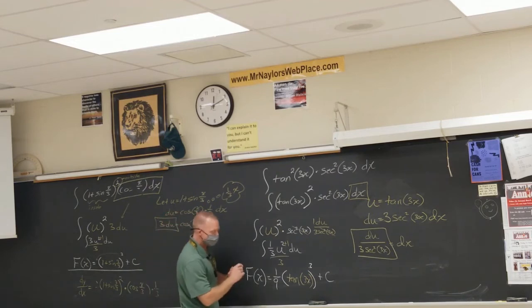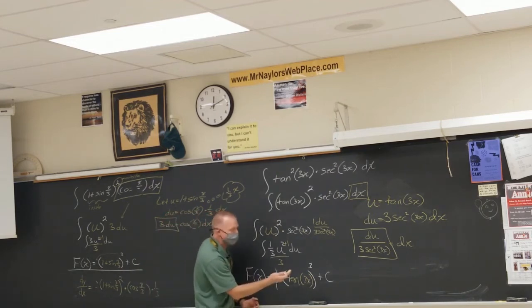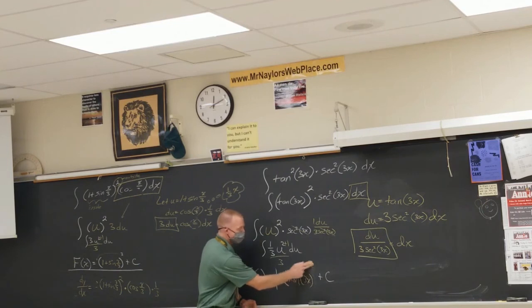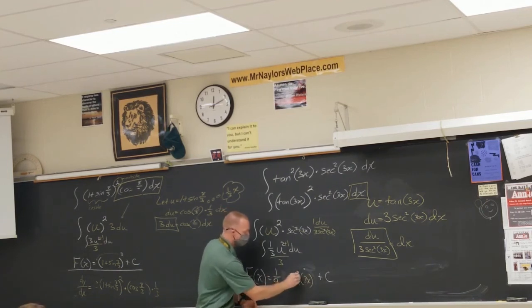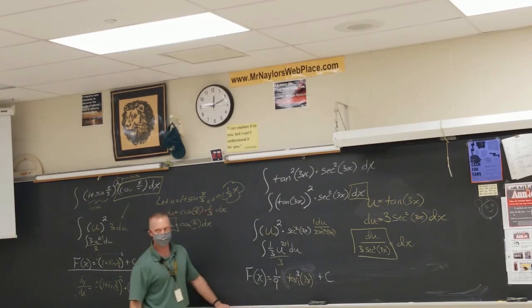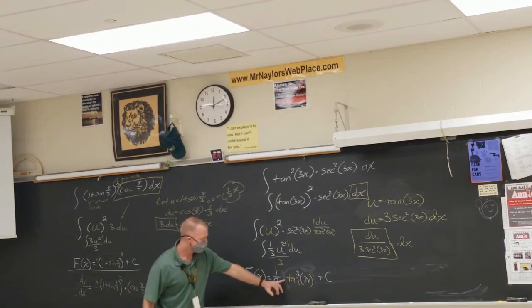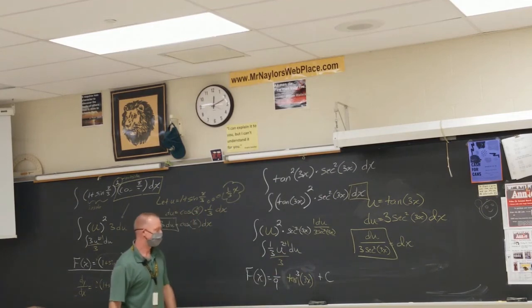I would accept that answer. I have to admit that if you got that far, you might as well write it as tangent cubed, like we should put an exponent on a trig function. So 1/9 tangent cubed of 3x.